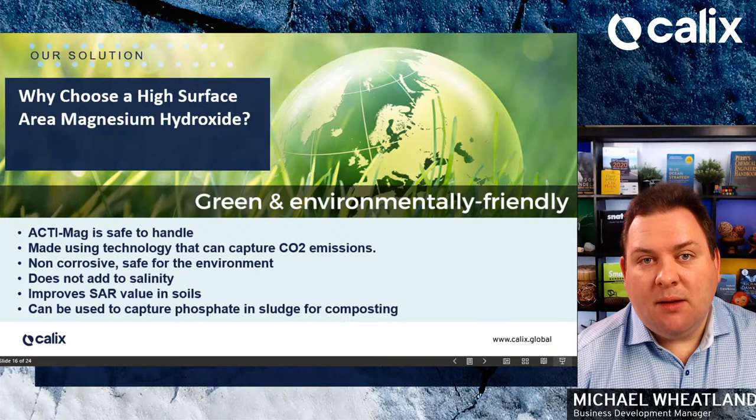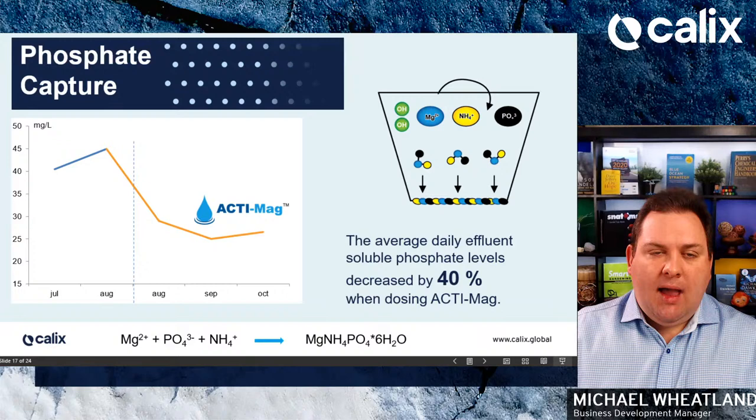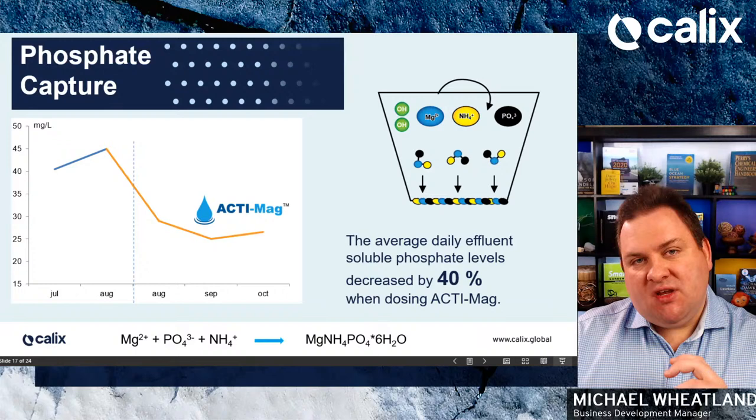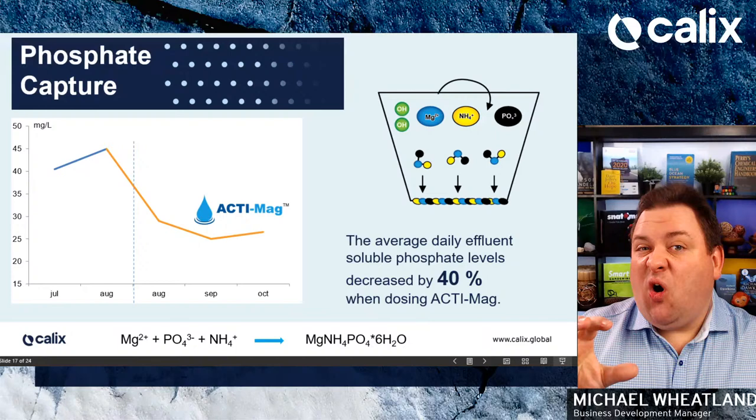And also you can use the phosphate that's captured in the sludge to improve the value of that composting. The phosphate is captured through essentially storing it in the sludge. So within the solution, you take magnesium, you take nitrogen, and you take phosphorus, and it combines into a struvite particle. That happens because of the high surface area.